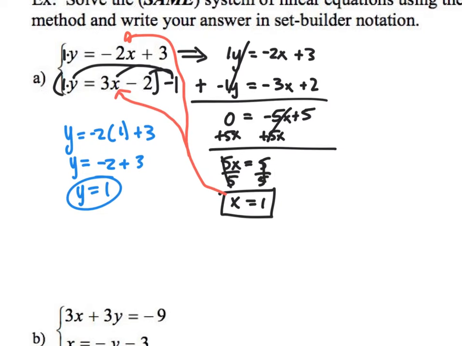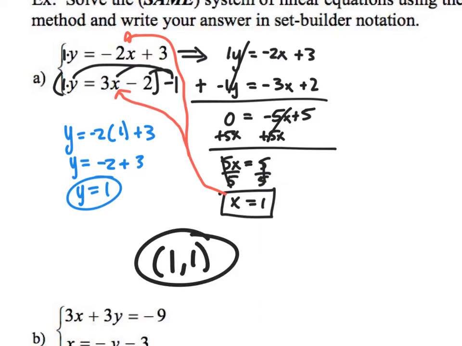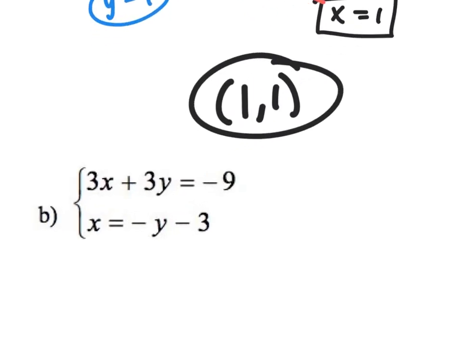We're going to get the same thing, but you can do it doing two different methods. Okay, so this is going to be 1, 1 as my solution. Over here, on this equation, I've got 3x plus 3y is equal to negative 9, and I've got x equals negative y minus 3.